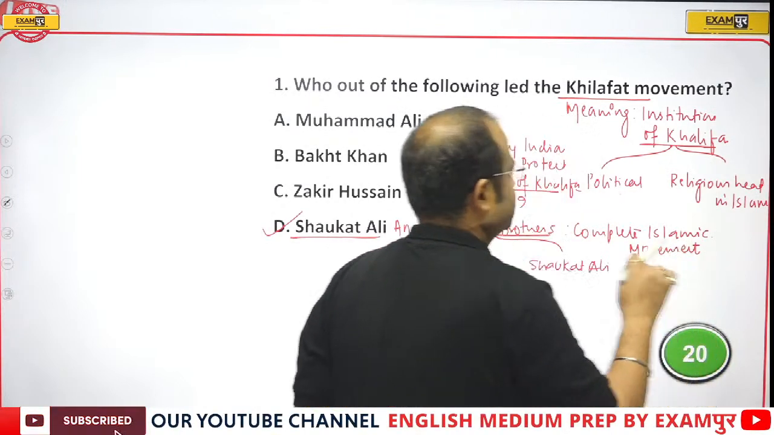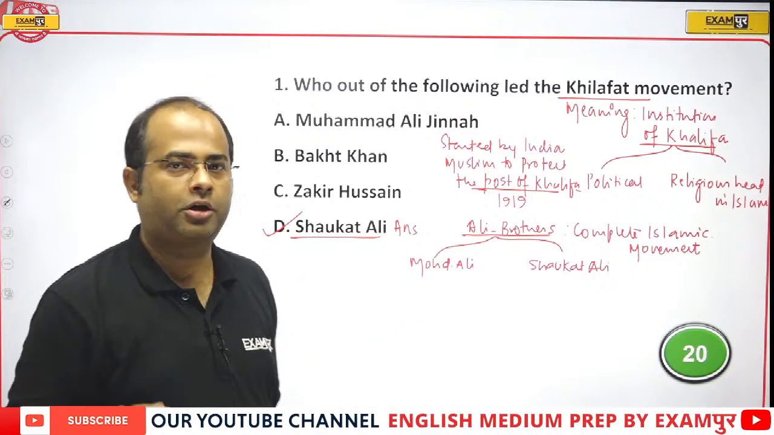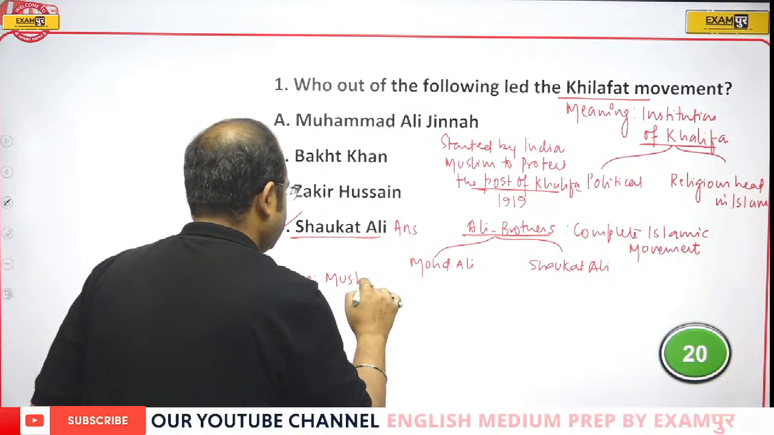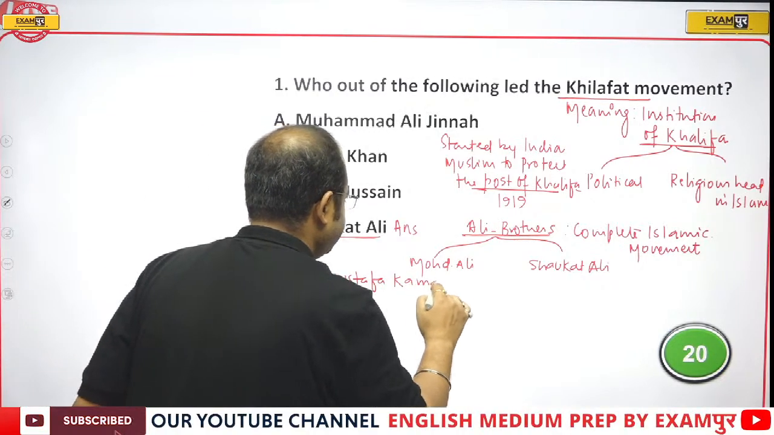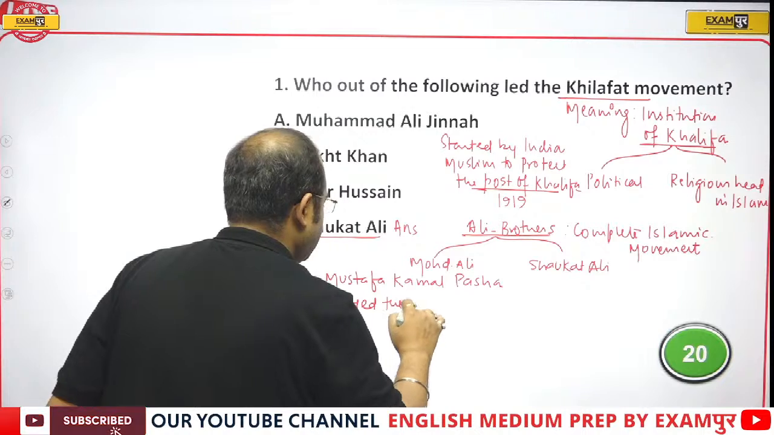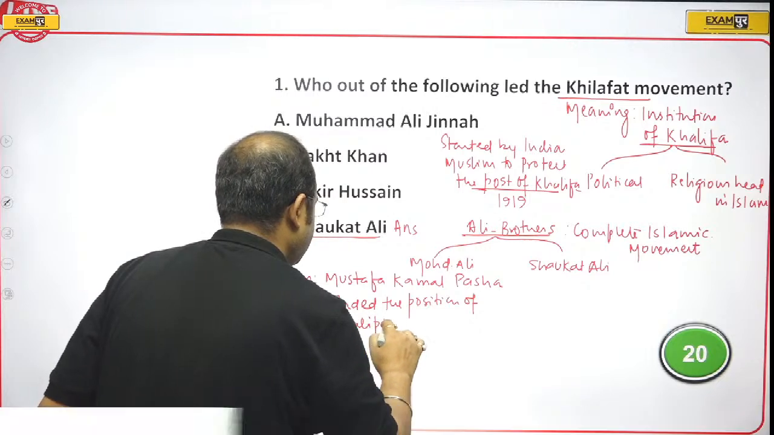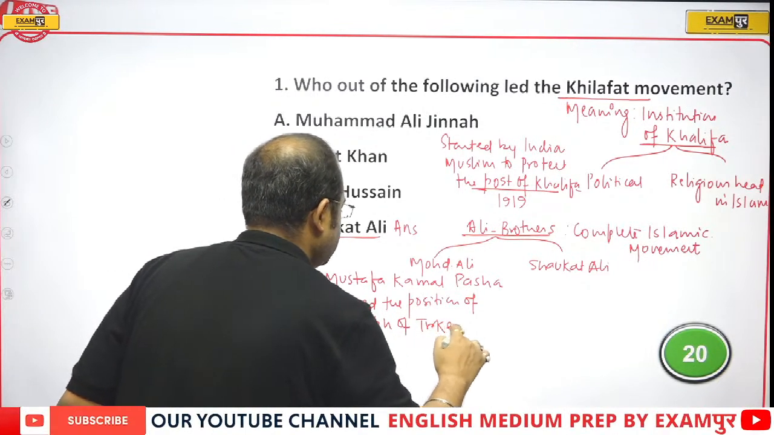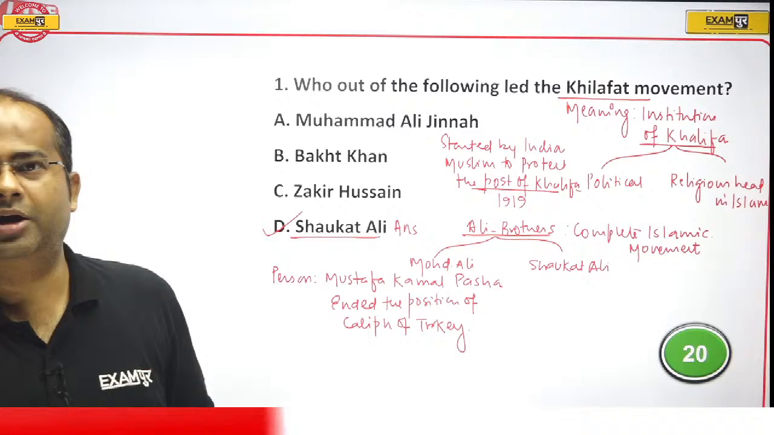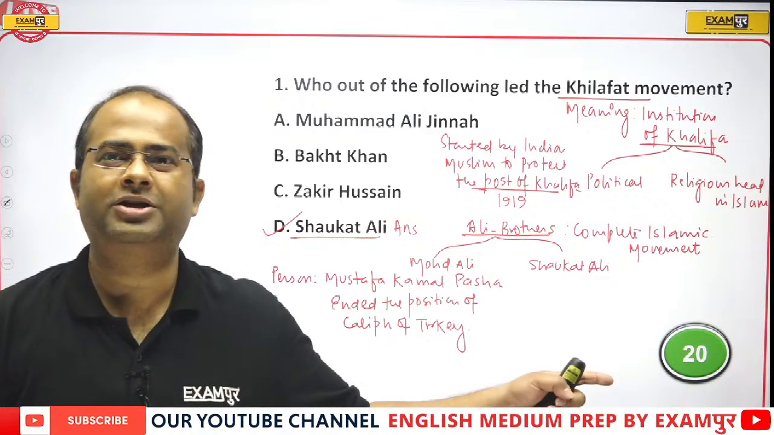And finally, there was a person from Turkey, that was Mustafa Kemal Pasha. He ended the position of caliph of Turkey. So Turkey, it is an Islamic state in name only, but it is a very modern state, guys, and it is also called the sick man of Asia, that is Turkey.